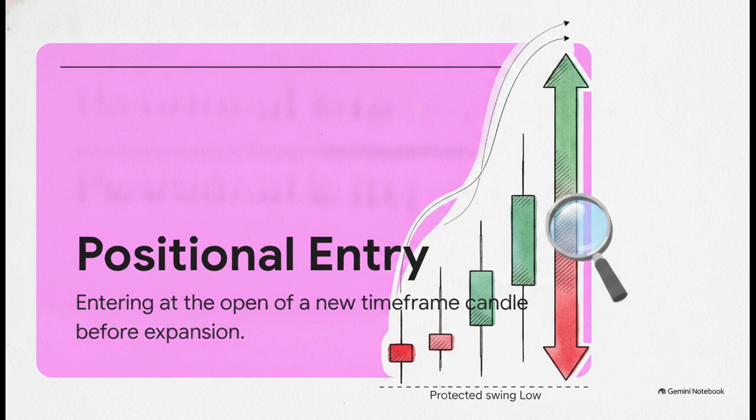You're literally positioning yourself right at the open of a new higher time frame candle, often candle 3 in a sequence. You execute your entry right then and there at the open, and you place your stop loss on a previously formed valid protected swing. You do this fully anticipating that the price simply will not take out the previous high or low if it's truly gearing up to expand in your direction.